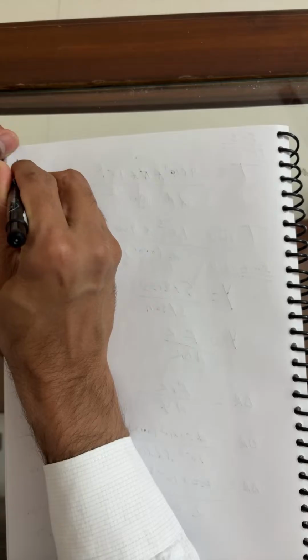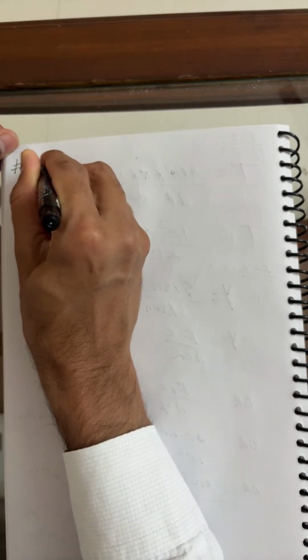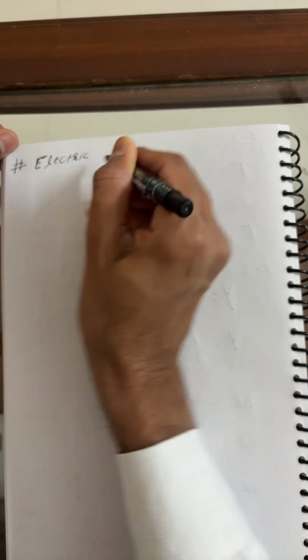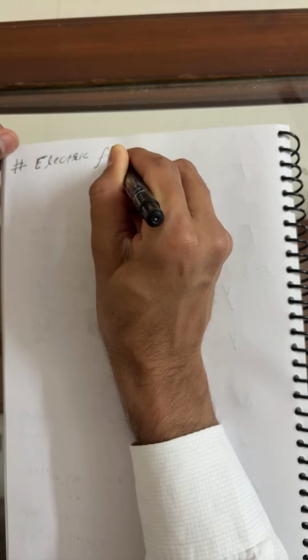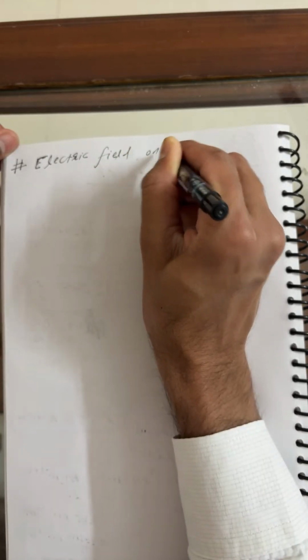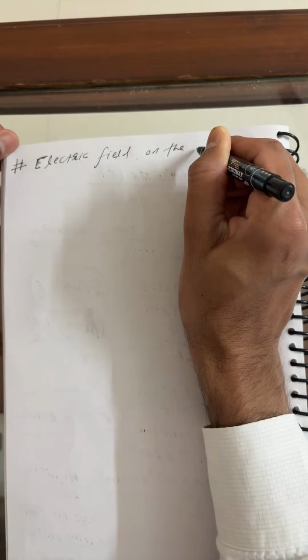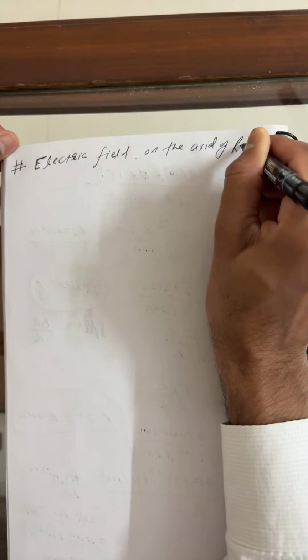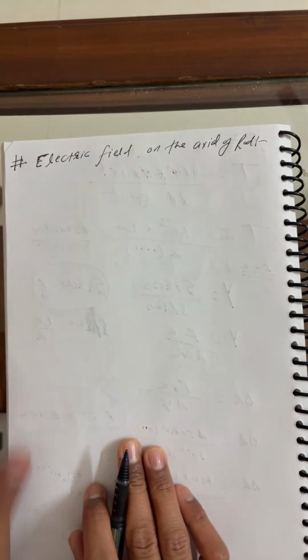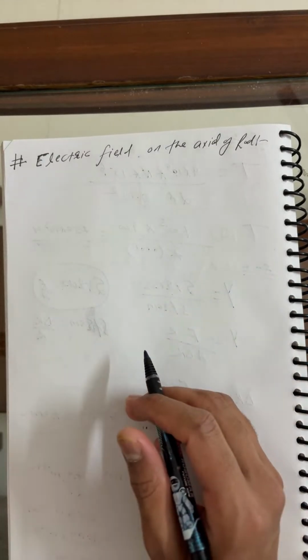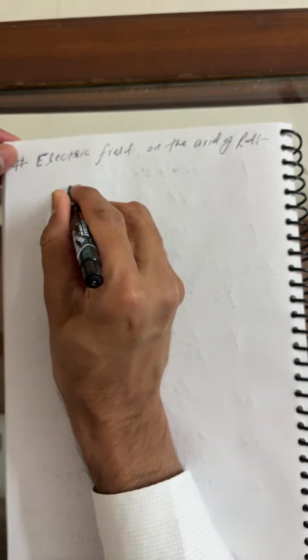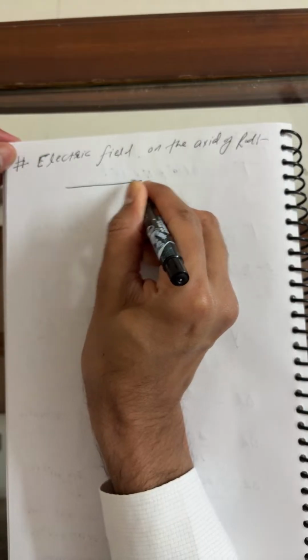First, just remember everyone: electric field. This is the electric field on the axial point of a rod. I'll do this derivation because I can apply it anywhere to solve a numerical easily. Right? Okay.